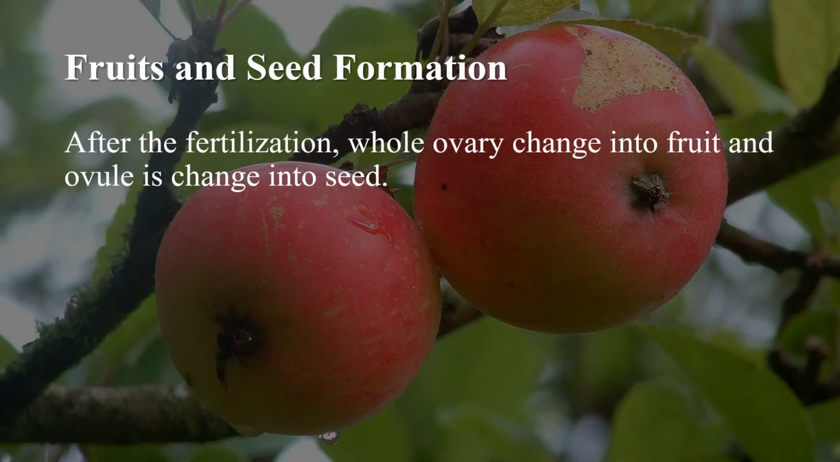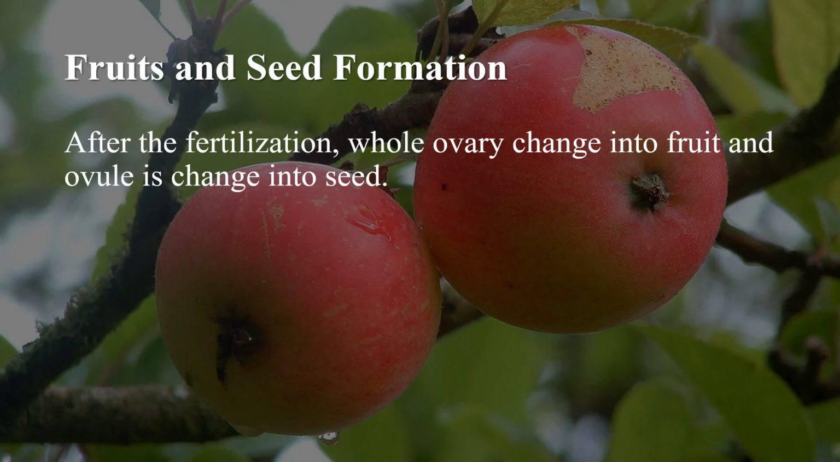After the fertilization, the whole ovary changes into fruit and the ovule changes into seed. After the fertilization, only the ovary remains and other parts of the flower dry up and detach from the flower. And each fertilized ovule contains a zygote. The zygote then begins to divide and form an embryo. And the embryo contains one or two cotyledons which store food for future. The fertilized and developed ovule containing embryo is called a seed.